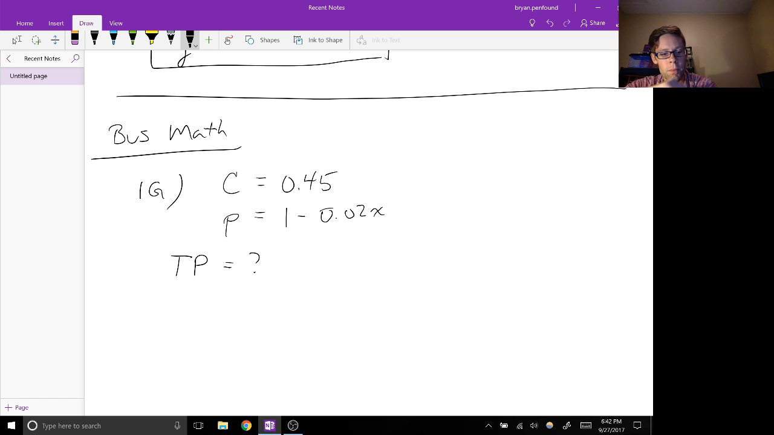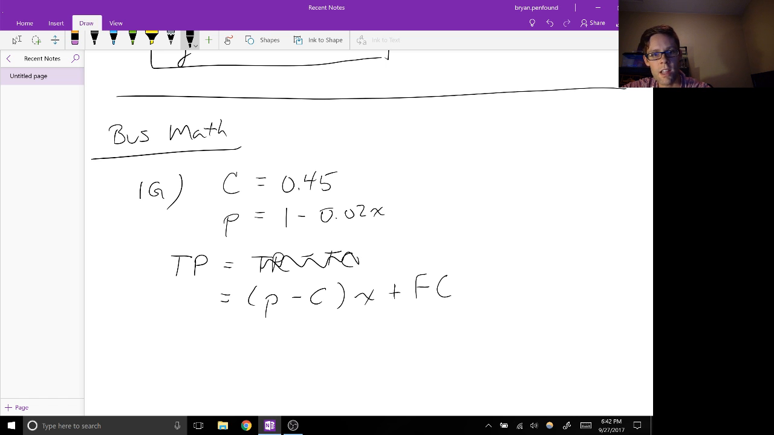Okay, so if I remember correctly, I've only had 1 day of remembrance with this. Total profit is our total revenue minus total cost, but I don't think in this particular question that's going to be helpful. Do we have any fixed costs here? Doesn't look like it. So I think we can go with this formula, price minus cost per item times x plus fixed costs. So let's use that formula instead. And our fixed costs in this particular example, I think they're going to be equal to 0. They're not given, so I'm just going to assume that there are no fixed costs.